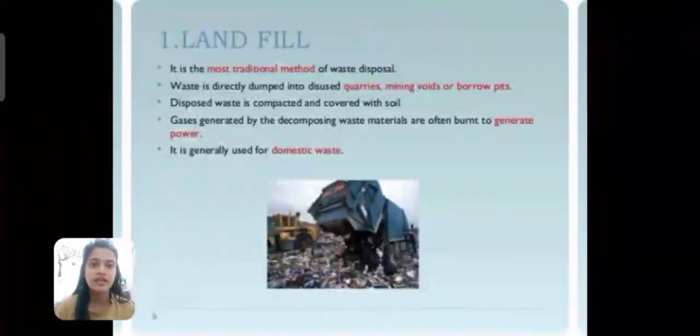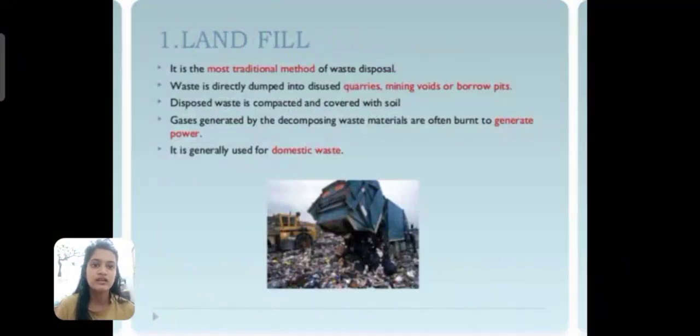First, landfill. It is the most traditional method of waste disposal. Waste is directly dumped into disused quarries, mining voids and gravel pits. Disposed waste is compacted and covered with soil. Gases generated by the decomposing waste material are often burned to generate power. It is generally used for domestic waste.